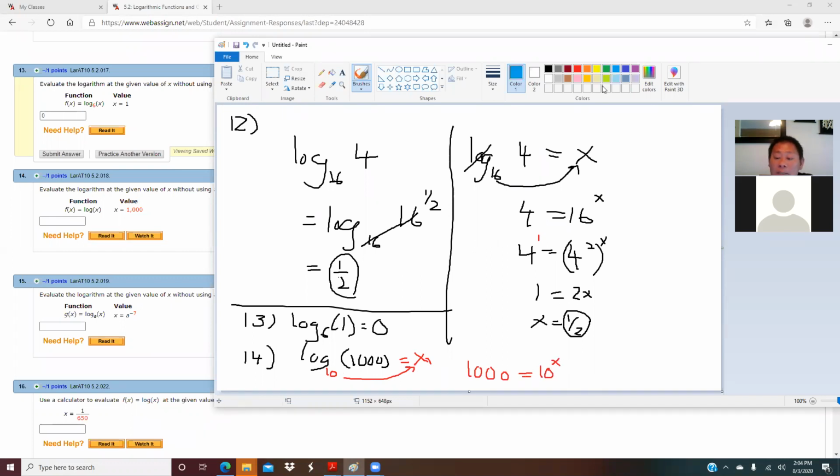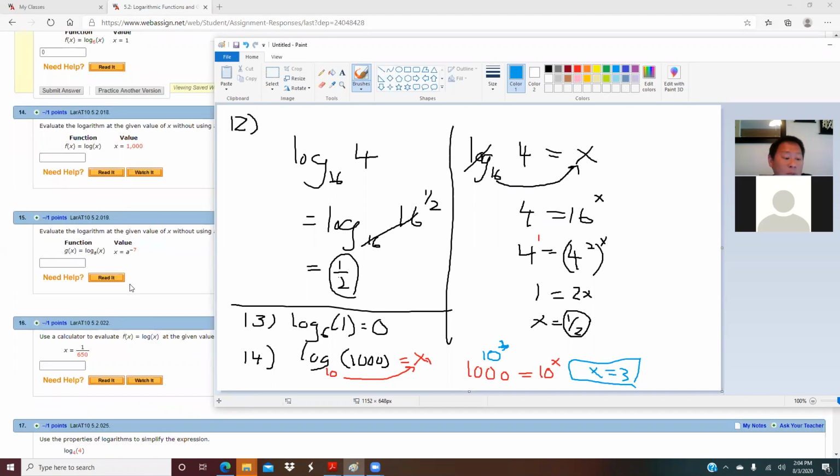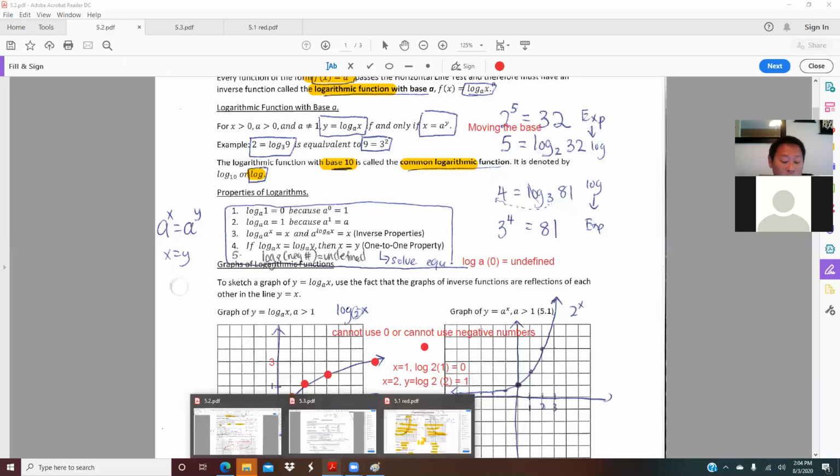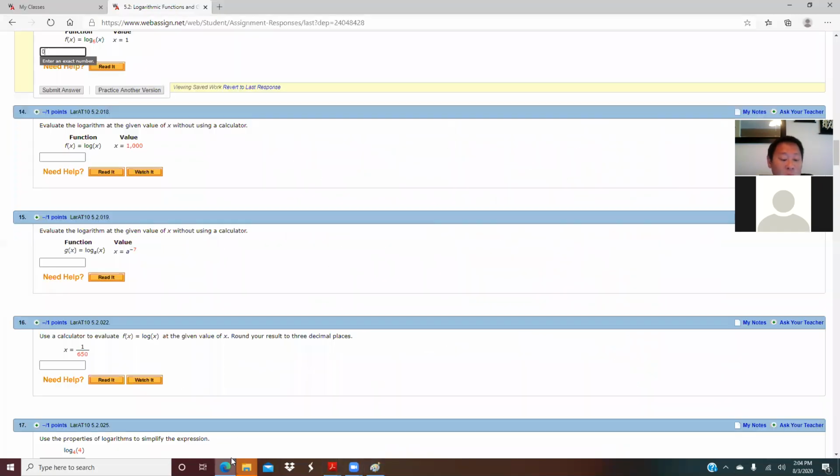Now my question is, can you write 1000 as a power of 10? Yes. So 1000 is 10 to the power of 3, because 10 times 10 times 10 is 1000. So x in this case will be 3, so your answer here is 3. For the majority of these questions you don't use a calculator, and you can figure them out using the formulas shown over here. So use these formulas to do this kind of question, and then you will get how to do it.